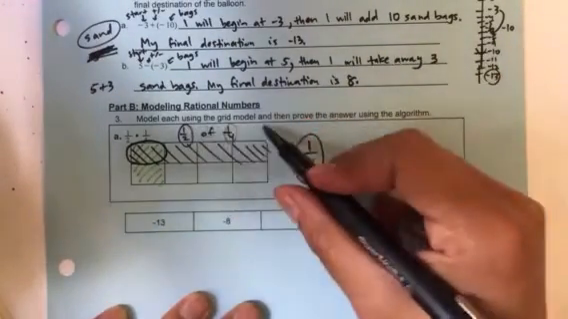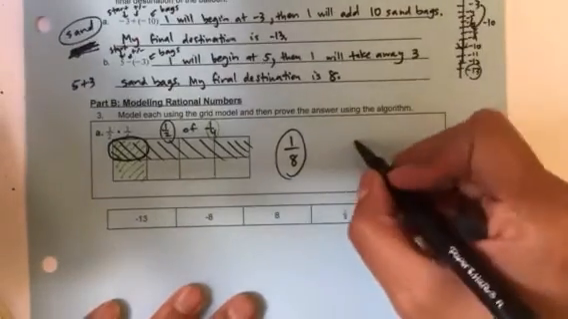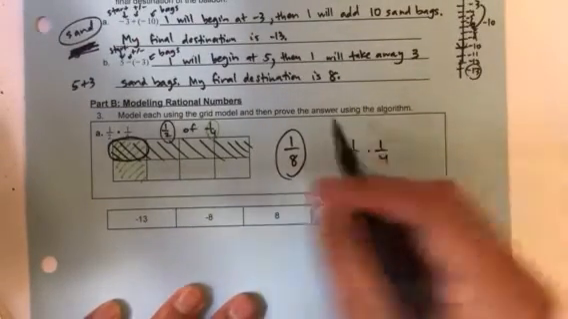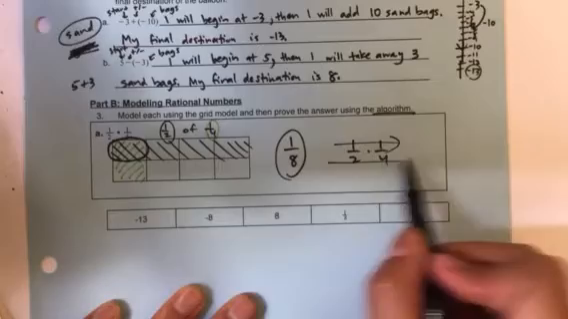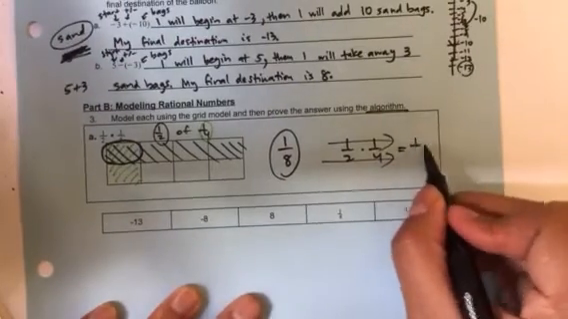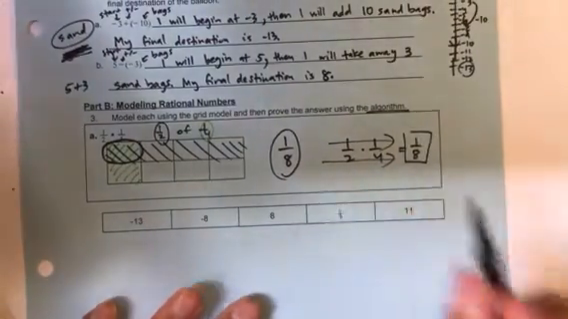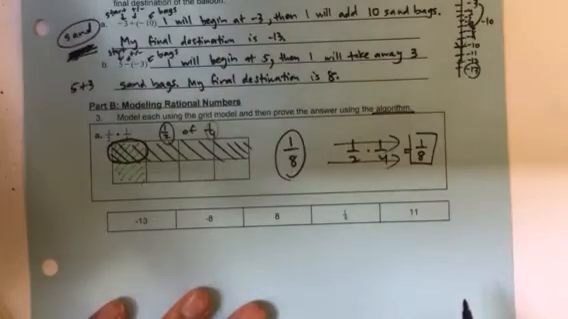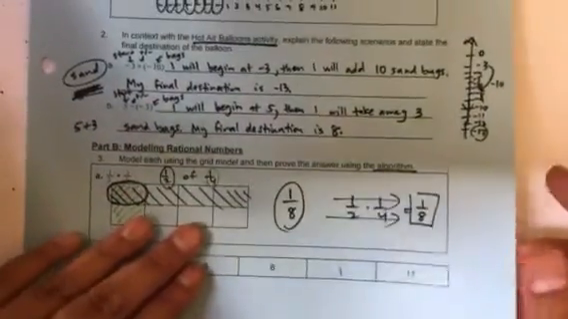And so it said to model and then prove the answer. So you have 1/2 times 1/4. Well, the algorithm says just multiply the top and multiply the bottom. So you get 1/8. So you get it 2 different ways. Okay, let's go to the back.